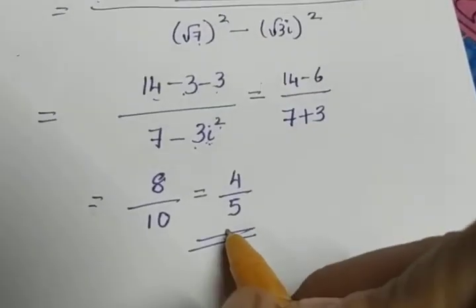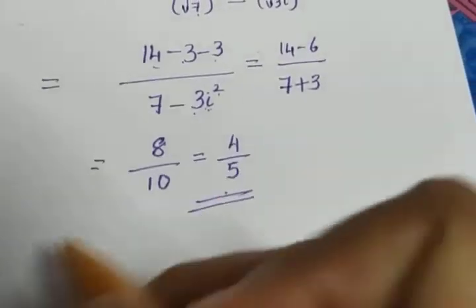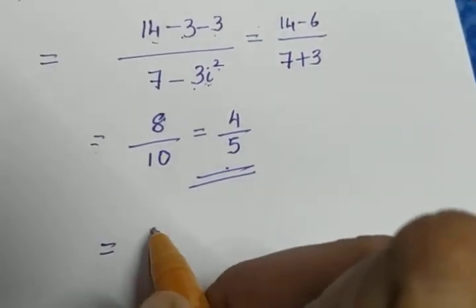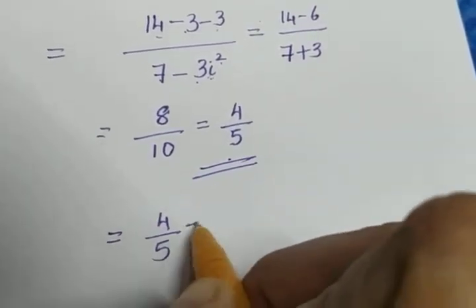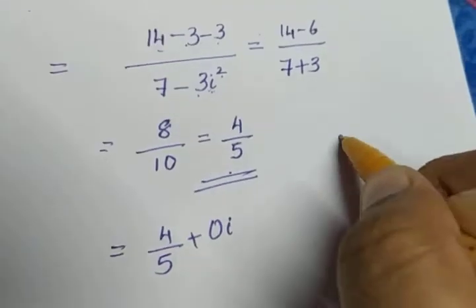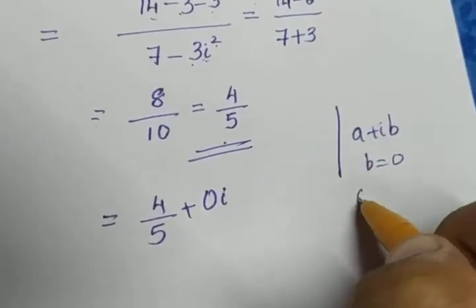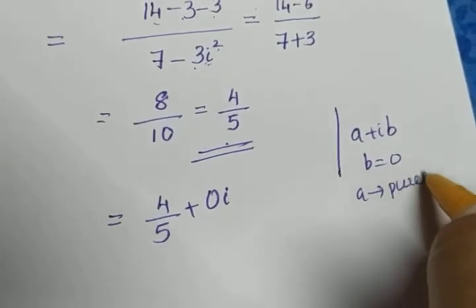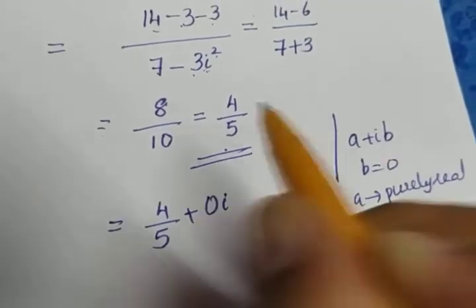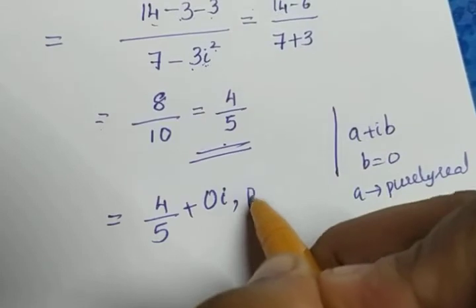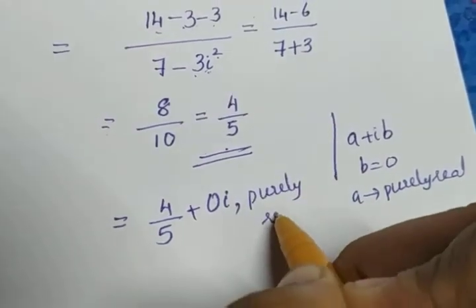What was the question? To show that it is real. It is real. Why? Because its imaginary part is absent. If I want to write it in the form a plus ib, I can write it as 4 by 5 plus 0i. And we already said that in a plus ib, if b is equal to 0, a is purely real, isn't it? Same way, here also we are getting 4 by 5, which is purely real. That was what we had to prove.